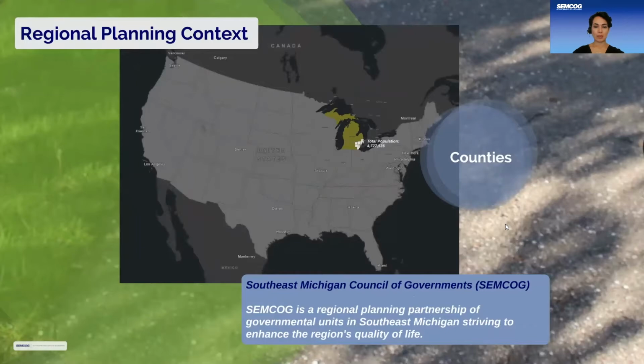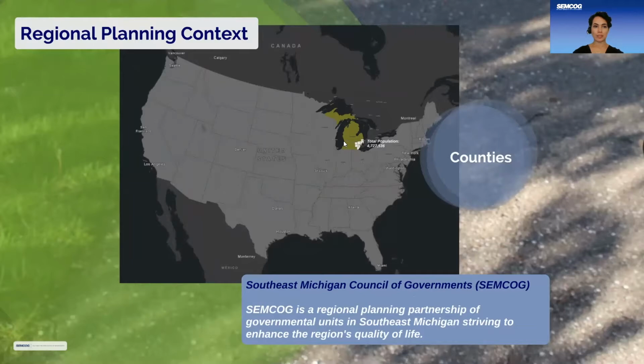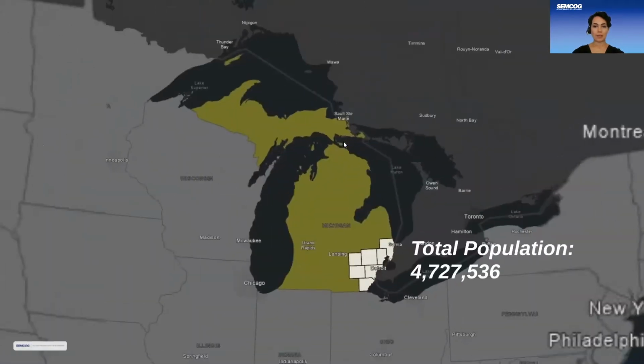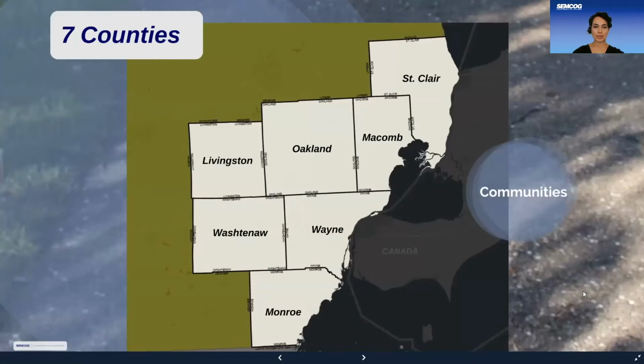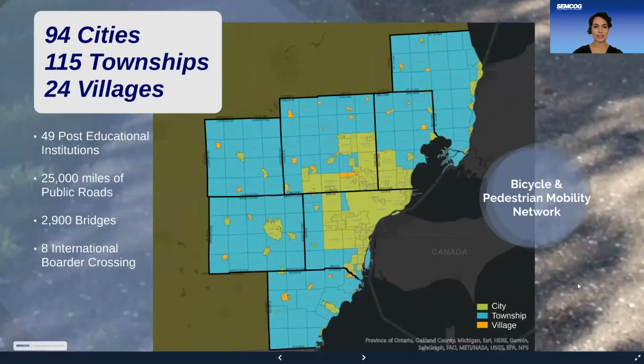SEMCOG is a regional planning partnership of governmental units in Southeast Michigan striving to enhance the region's quality of life. A few facts about SEMCOG regional planning context. More than 4.7 million people live in a 7-county region, which includes 94 cities, 115 townships, and 24 villages, as you can see in this map.